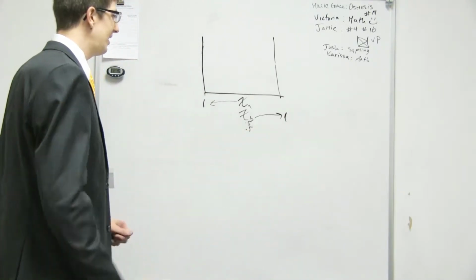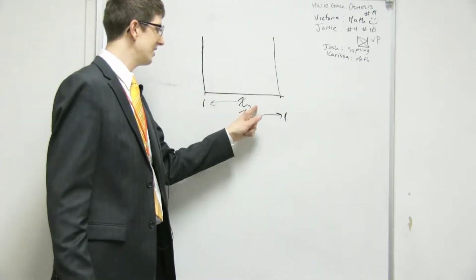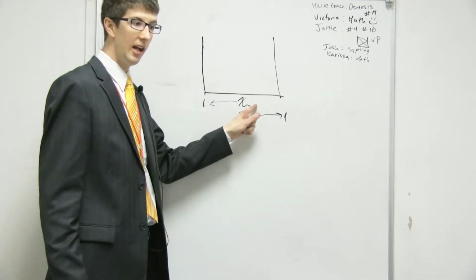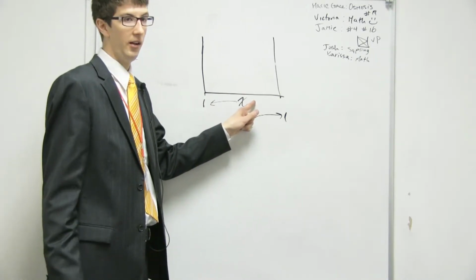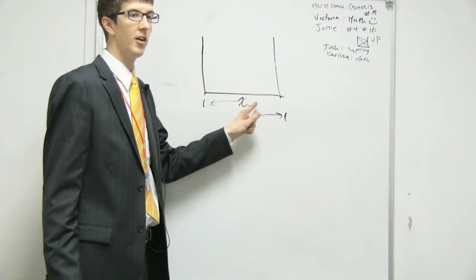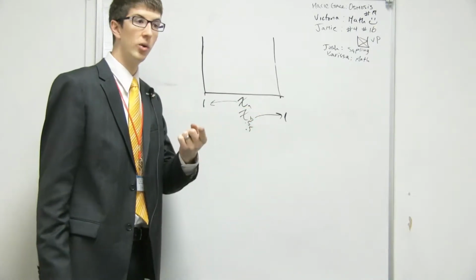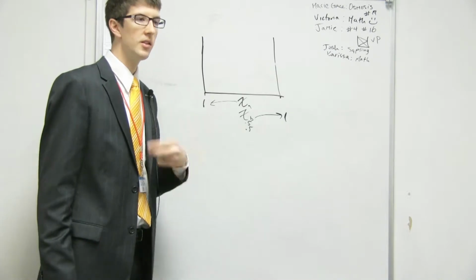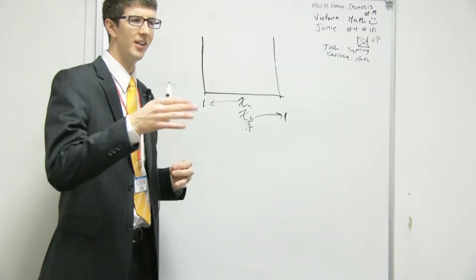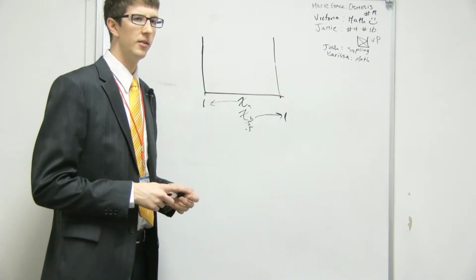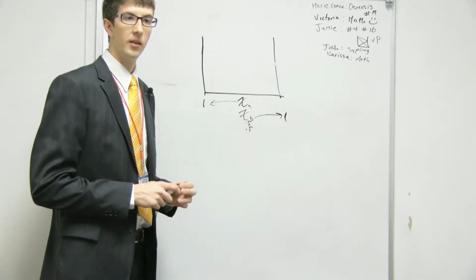So let's say that this, our substance A, is pretty volatile. What does volatile mean? Evaporates quickly. Okay, so let's think about why for a moment. How come it evaporates quickly? The intermolecular forces are really weak.